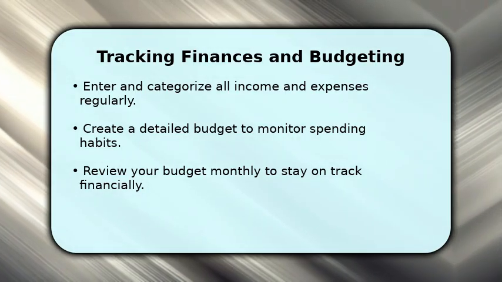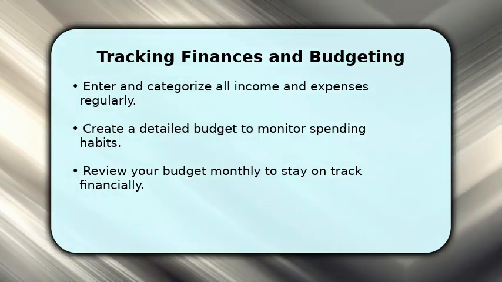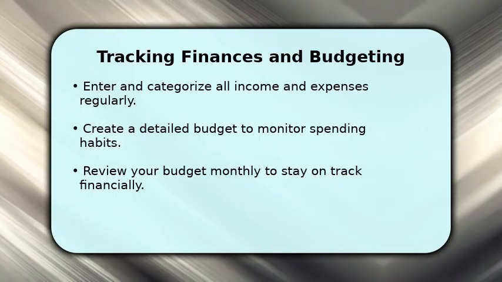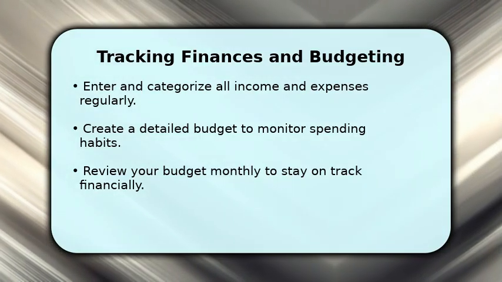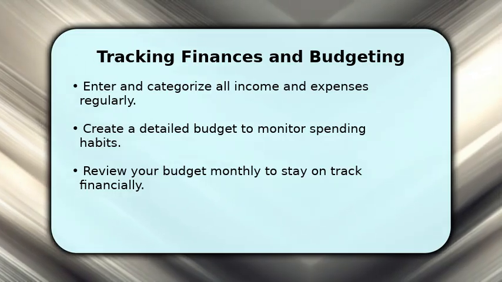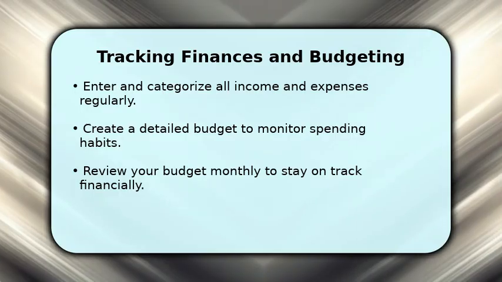Then, create a detailed budget within Quicken. You can allocate funds to various categories like groceries or entertainment. Review your budget at least once a month to ensure you are staying on track. This proactive approach helps you manage your spending effectively and reach your financial goals.